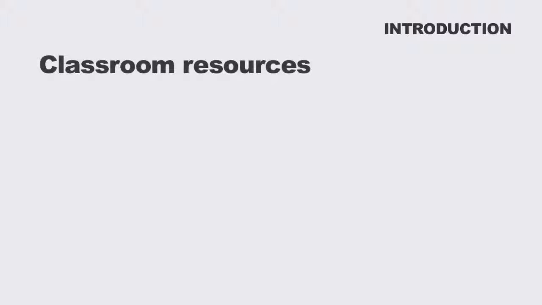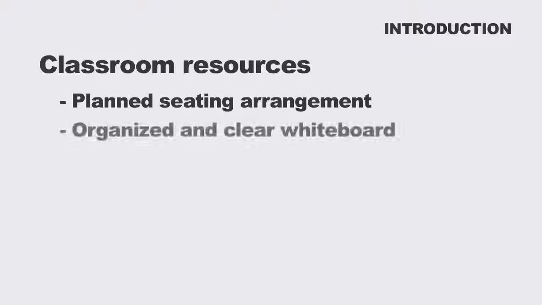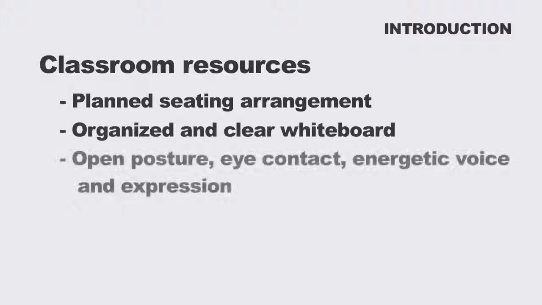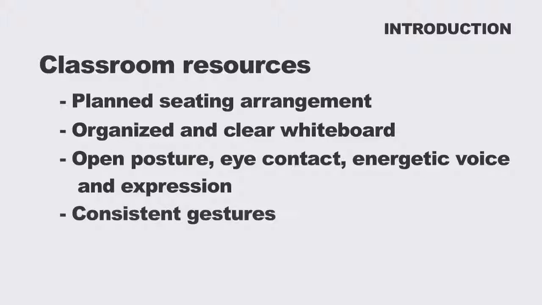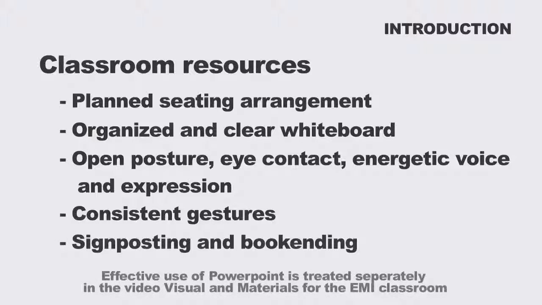This video will focus on how you can most effectively manage classroom resources to be clear and comprehensible to students. Classroom resources include the seating arrangement, the whiteboard, your posture, voice, and expression, your gestures, and of course, the words you choose to say. This video will suggest effective ways to utilize all of these resources in the EMI classroom.